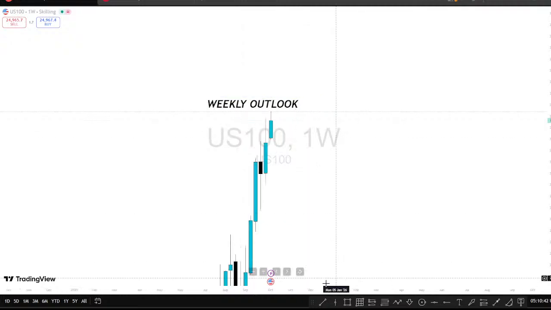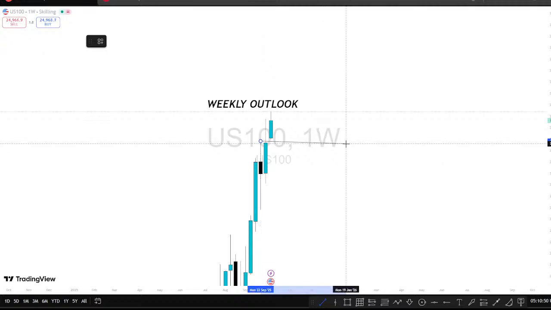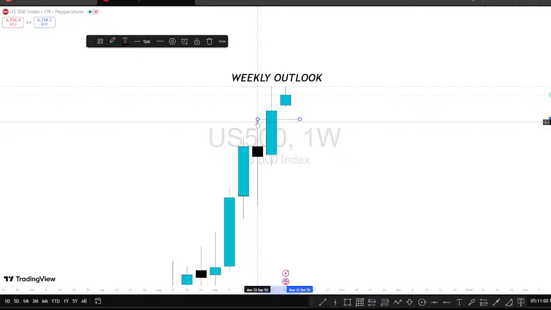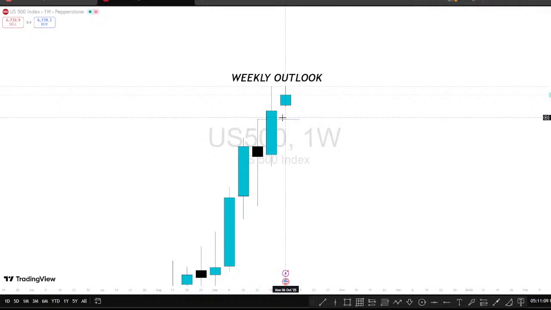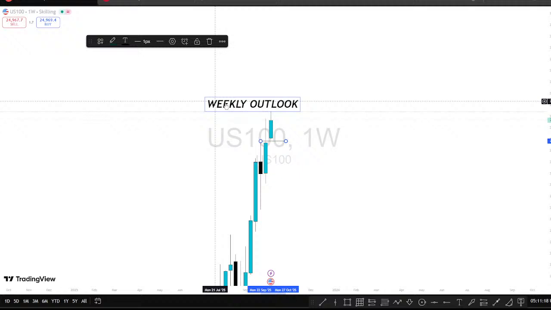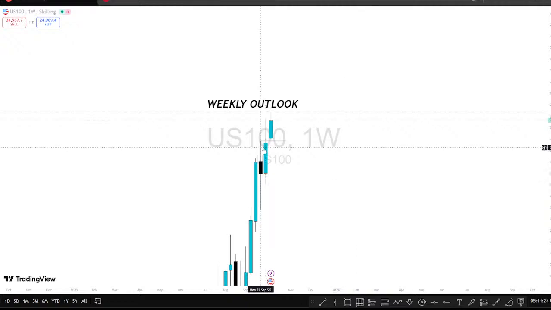Looking at the weekly chart on US100 and US500, we noticed that last week was a bullish week, and the bullish week was characterized by different characteristics on US100 and US500. If it's not clear enough, you can see that I am marking the last week of September. On US500, price was able to close above the previous week's range, while on US100, we have a slight difference where price was unable to close above that previous week's range.